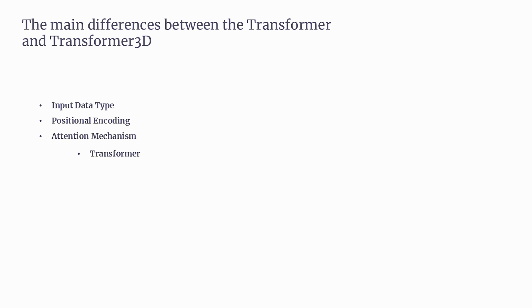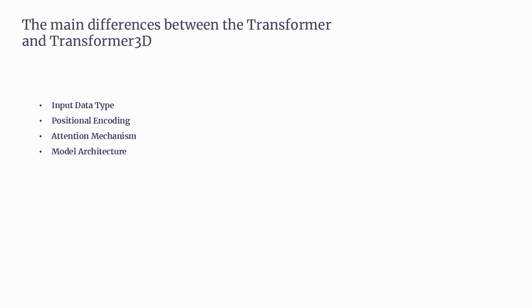The third, attention mechanism. Transformer uses self-attention to analyze relationships between tokens in a sequence. It determines the importance of one token relative to others, which is great for tasks like translation or summarization. Transformer 3D adapts the attention mechanism to focus on spatial relationships in 3D space. The model learns how different points or regions interact, capturing both local and global spatial dependencies.